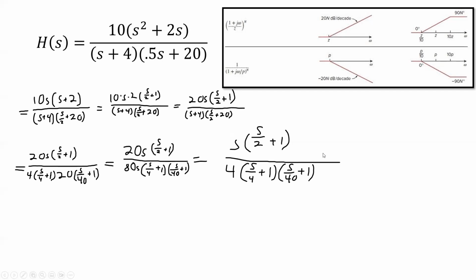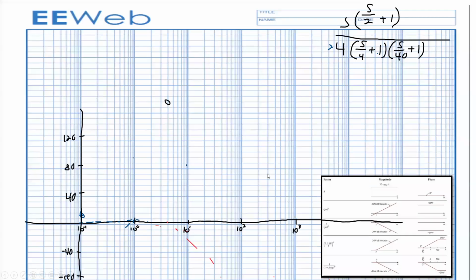Now, the next step is to plot the magnitude. So this starts on a semi-log graph paper. See, I put our chart over here for reference, our equation on top, and I've already drawn our axes on the page.